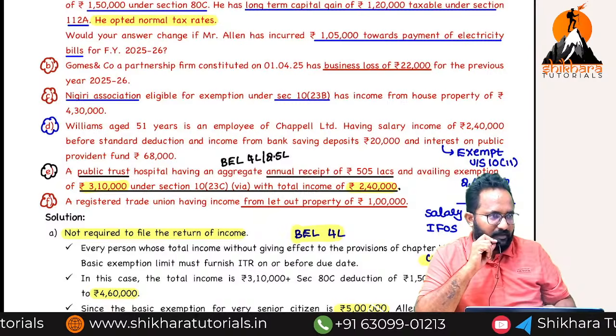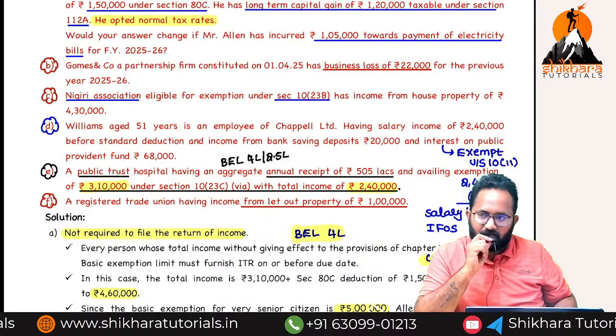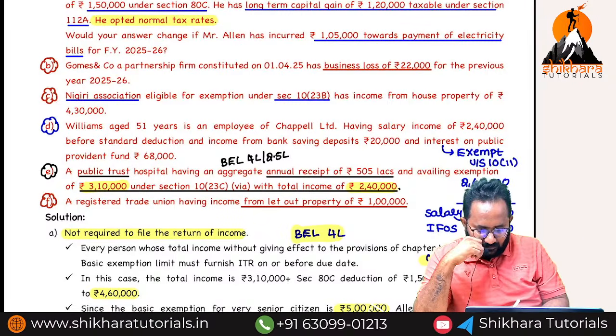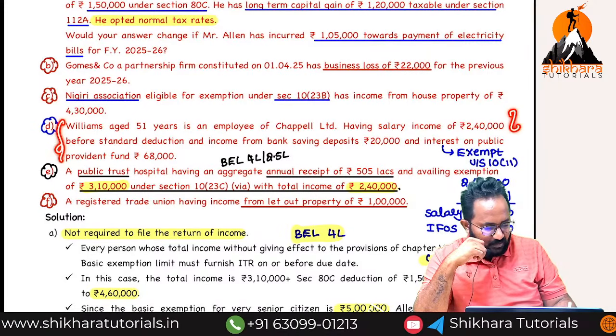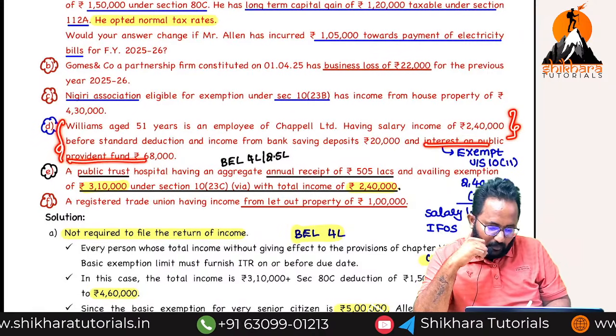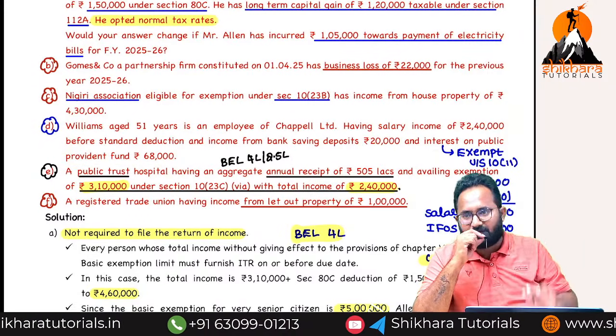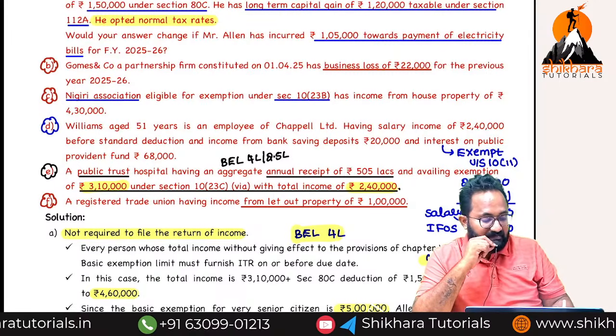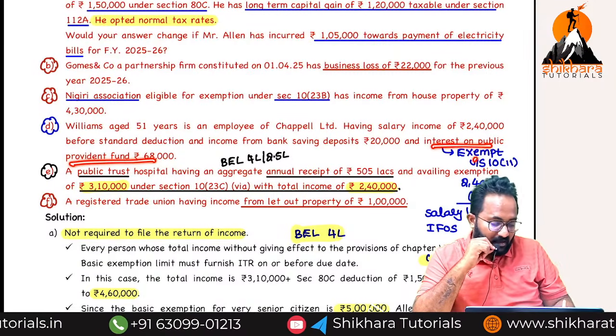That is 2,50,000 in case of normal, in case of default 4 lakh. And in this question also, what is a mistake they can do? They don't know the provision about interest on public provident fund. Interest, if anything arises on public provident fund, that is exempt.